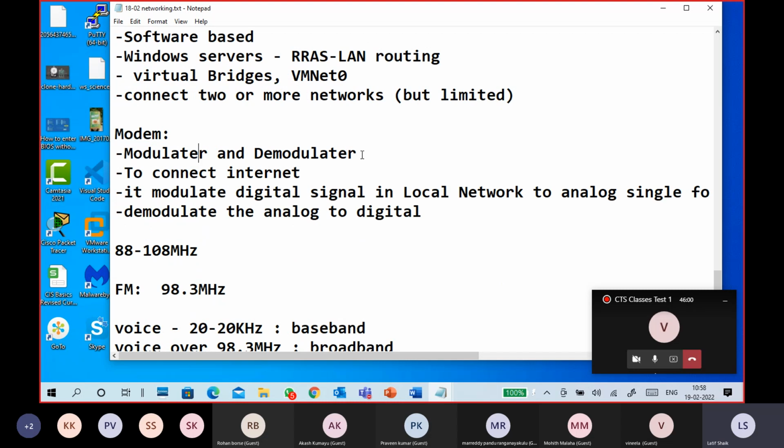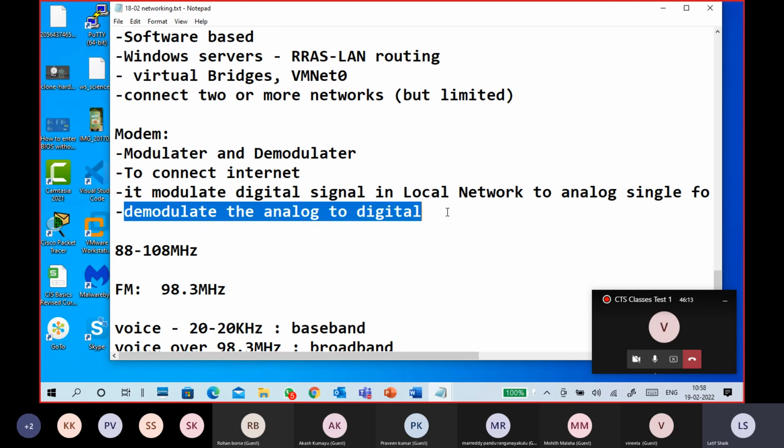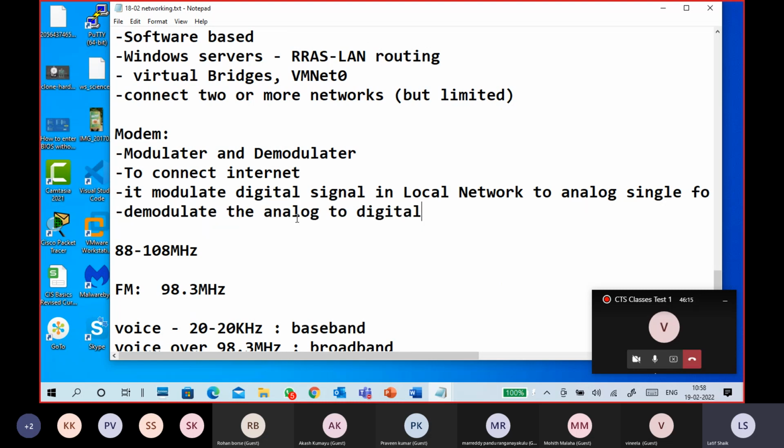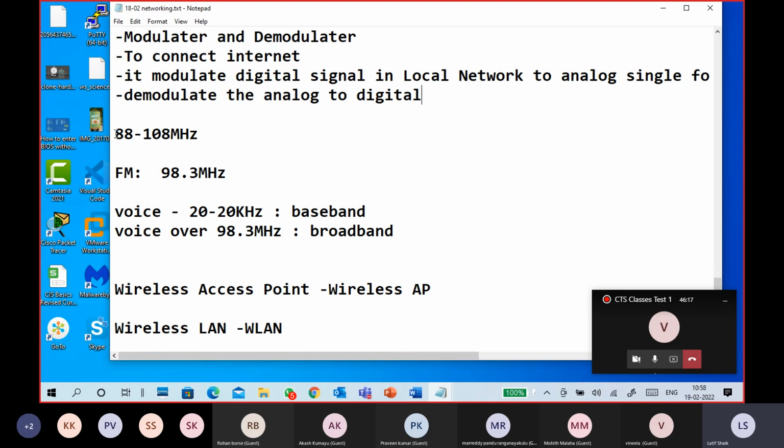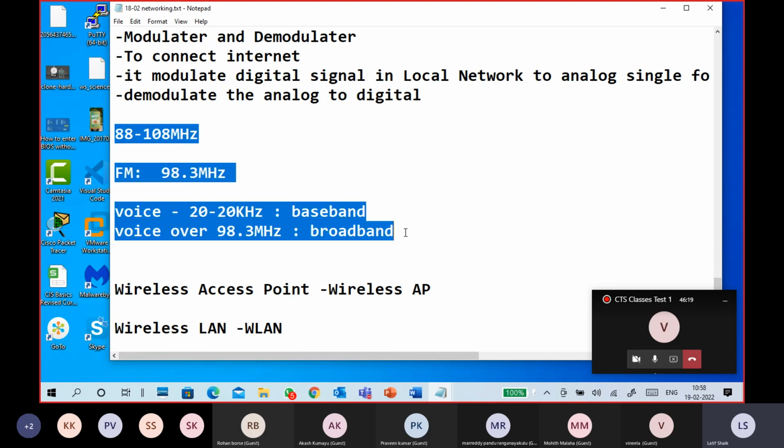A modem is a modulator and demodulator, which is used to connect to the internet. It converts your digital computer signals to analog telephone signals, and demodulates analog to digital when we receive them. I gave an example of modulation and demodulation.